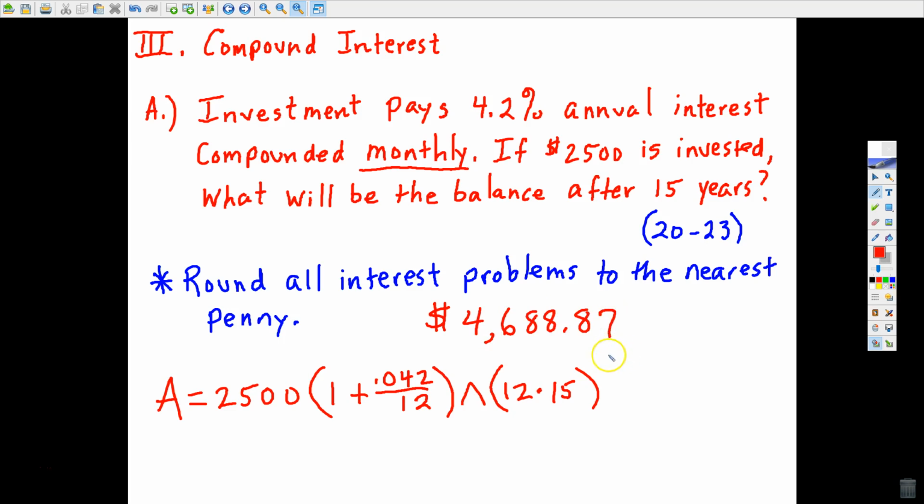$4,688.87. Okay, I think just about everybody got it. I saw a rounding thing. So to the nearest penny means 2 decimal places. And anytime, I'll just go ahead and make a blanket statement. Anytime you're doing these interest problems, that's the way you'll round. So if I forget to tell you on the test, you'll know what to do.